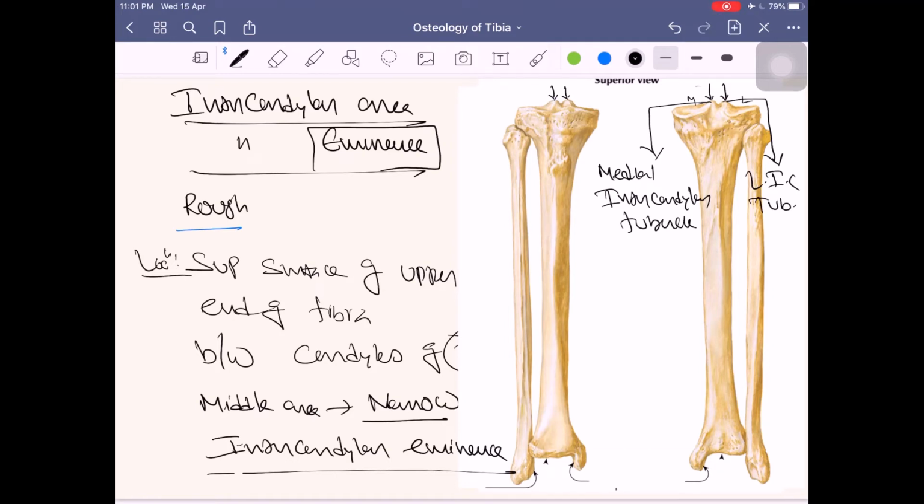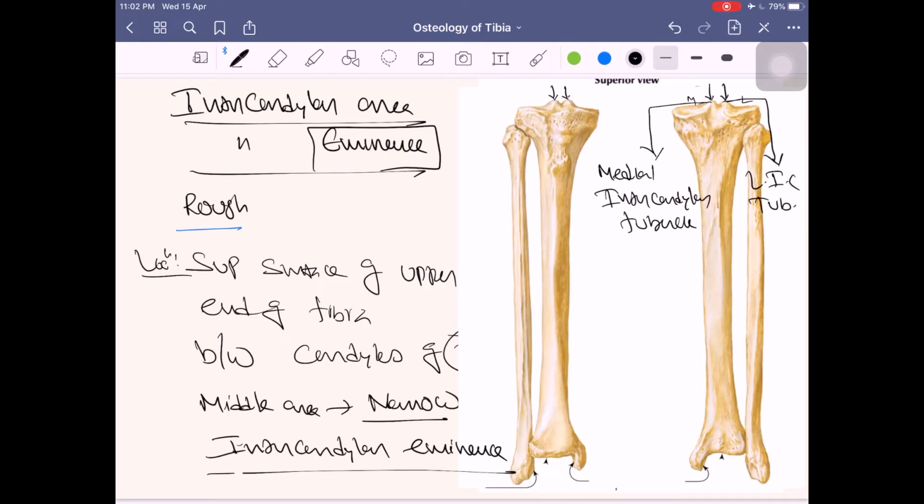Thereby you have an intercondylar area, and in the middle of the intercondylar area you have a narrow area. In the narrow area you have two projections. These two projections together are called the intercondylar eminence. The medial projection is called the medial intercondylar tubercle, and the lateral one is called the lateral intercondylar tubercle. So this is about your intercondylar eminence.